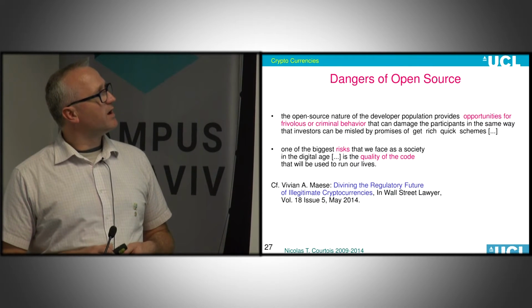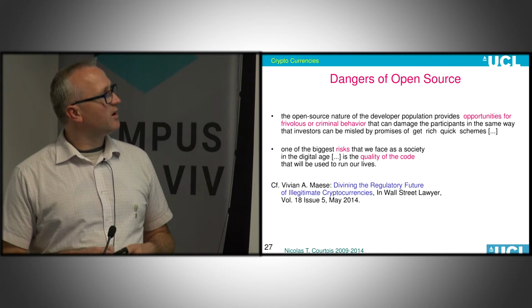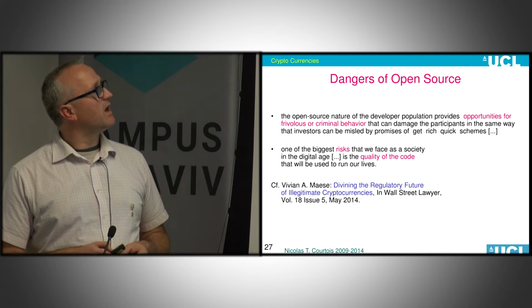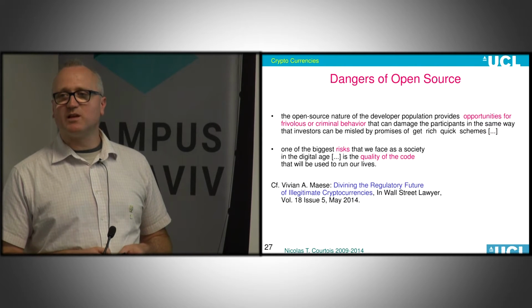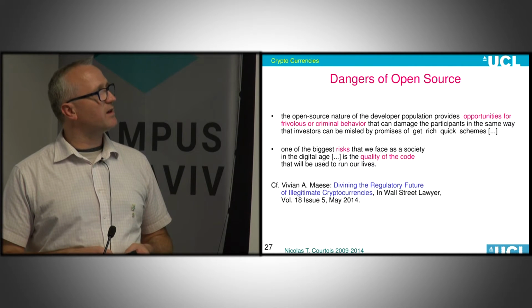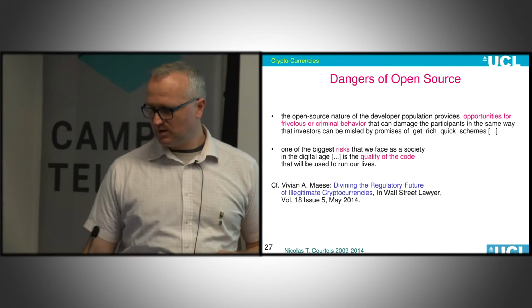One of the biggest risks that we face is the quality of the code that will be used to run our lives. Okay, and it's about criminal behavior potentially. It's dangerous to use code if you don't know who wrote it. It's really, really dangerous. Okay.